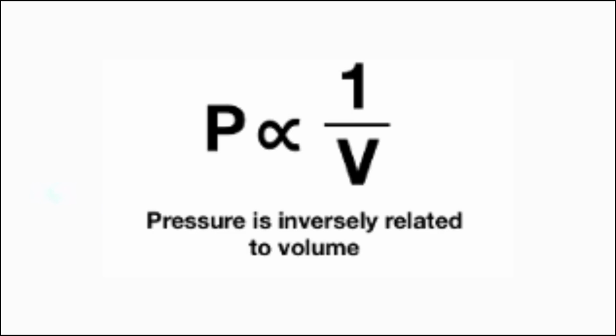Boyle's law has several important implications. Number 1, inverse relationship between pressure and volume. As the pressure of a gas increases, its volume decreases, and vice versa. Number 2, constant temperature. Boyle's law only applies if the temperature of the gas remains constant. Number 3, ideal gas behavior. Boyle's law assumes that the gas behaves ideally, meaning that it obeys the ideal gas law.